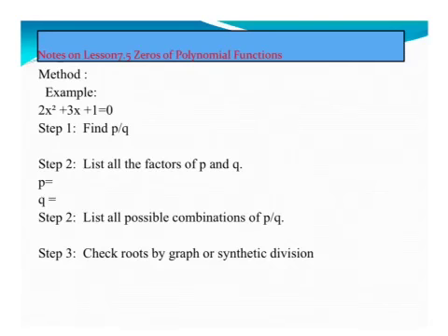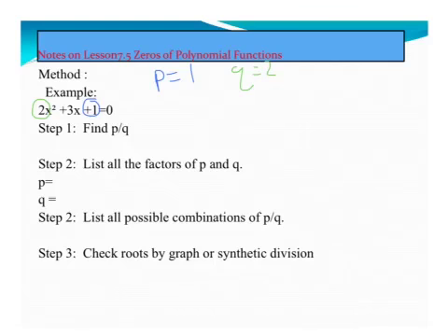But the first thing it tells us to do is find p divided by q. Now, what is p and what's q? Well, we got to go over that. Well, p refers to our constant back here. Okay, so p here is 1, where q is our leading coefficient, 2. So q equals 2.